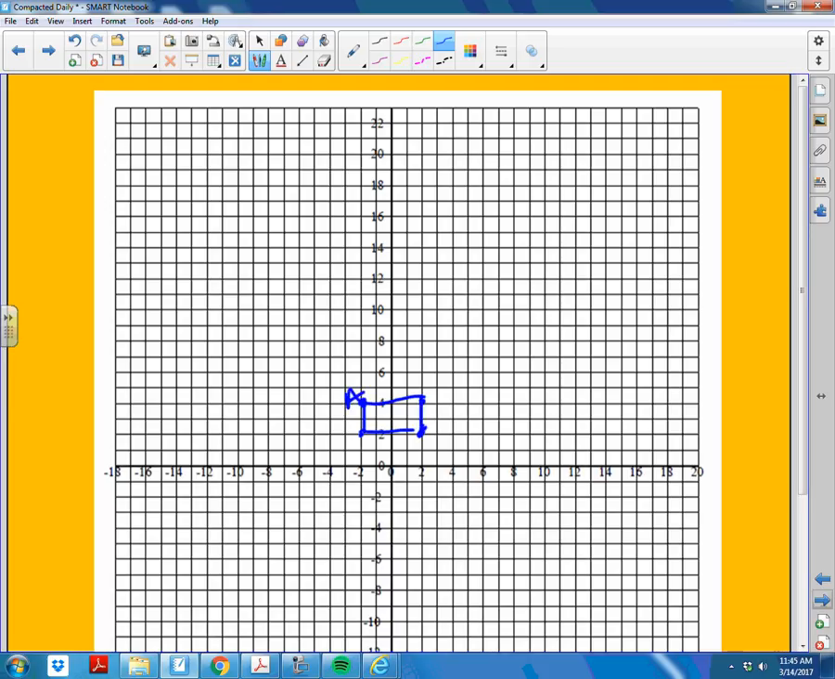And we're going to label them A, B, C, and D. Now A is at negative 2, 4. B is at 2, 4. C is at 2, 2. And D is at negative 2, 2. And I say we're gonna dilate this by a scale factor of 3.